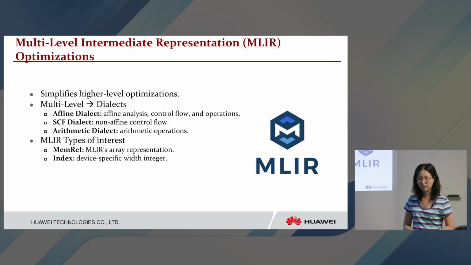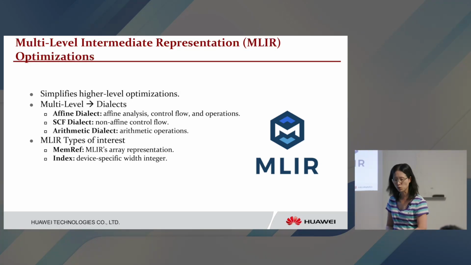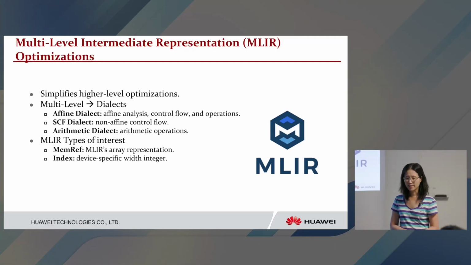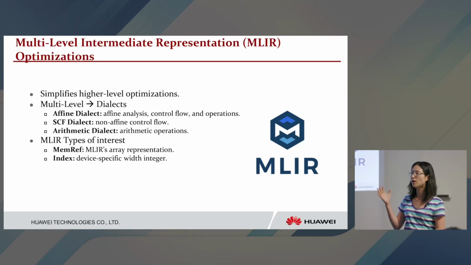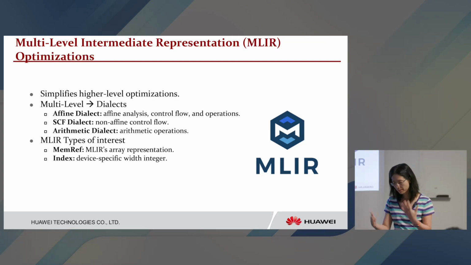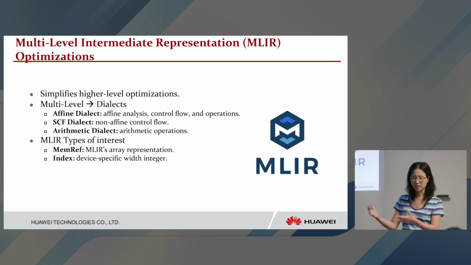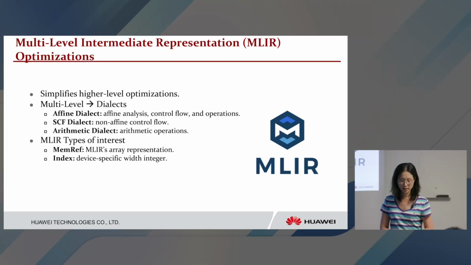Now is the exciting part. Now we finally made our way into MLIR. So let's talk about MLIR optimizations. A very quick summary: MLIR is a multi-level intermediate representation, and it has multiple levels of abstractions. They present themselves in terms of dialects. For our intended purposes, we care about the affine dialect and the SCF dialect. For those that are non-affine, we have to put them into the SCF dialect, as well as the arithmetic dialect for all the operations.